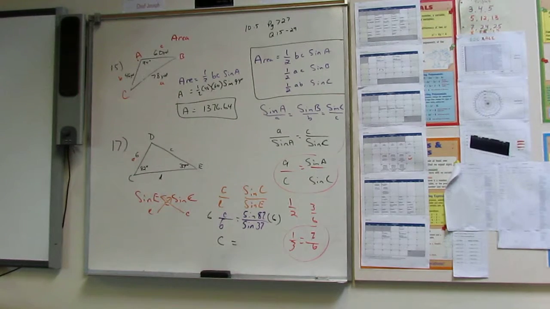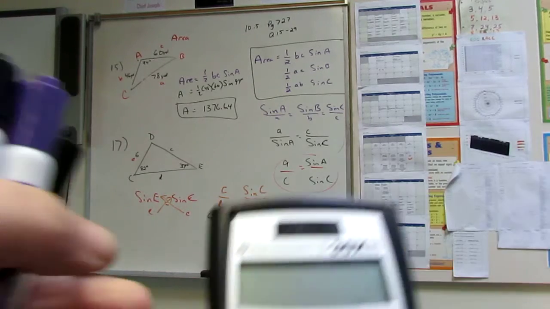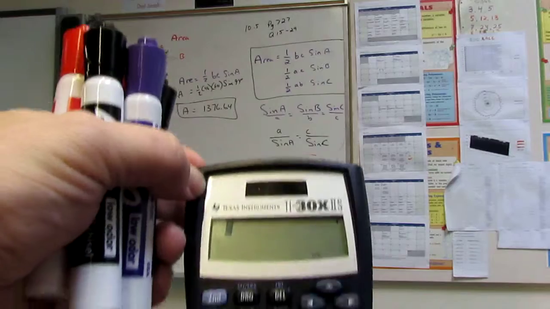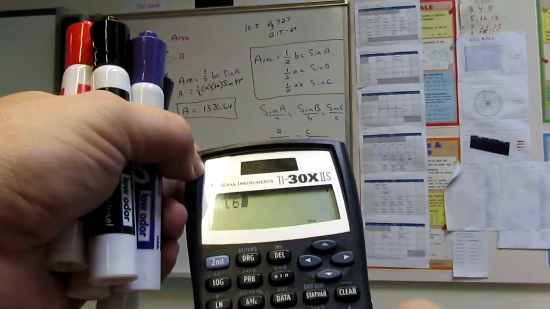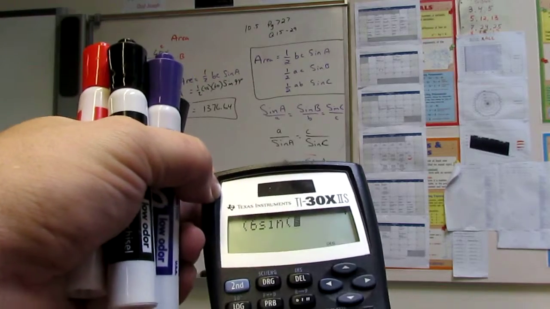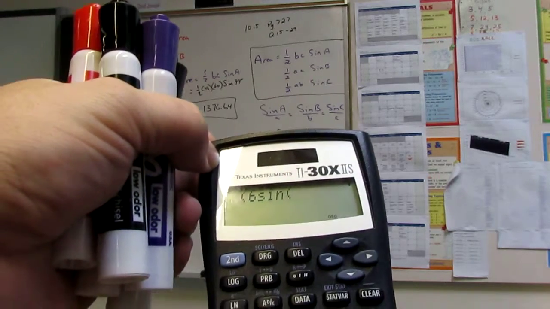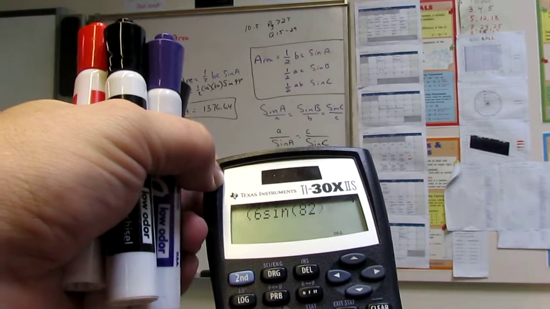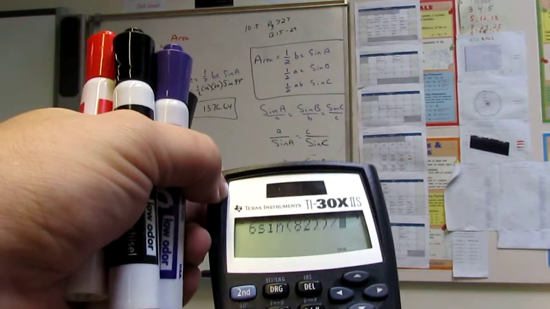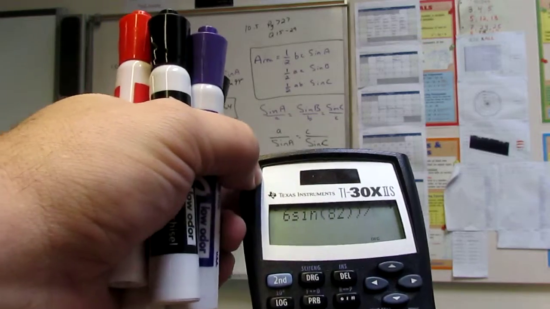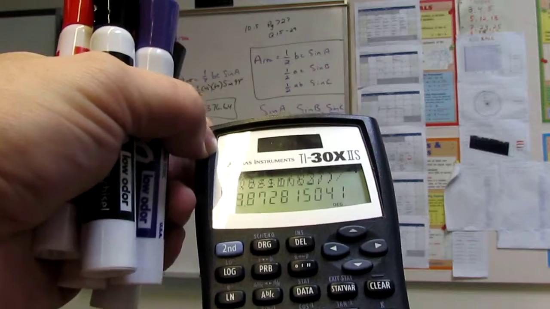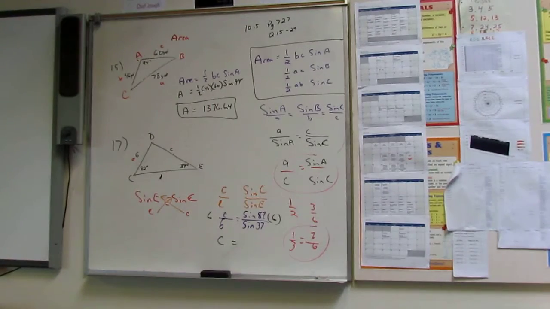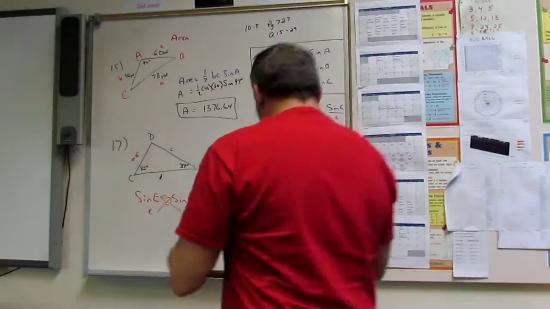Now when you plug it in your calculator, you have to be very careful. You have to put parentheses in there. 6 times the sine of 82, and then in the parentheses, and then divide by the sine of 37. And you get 9.87 for C.